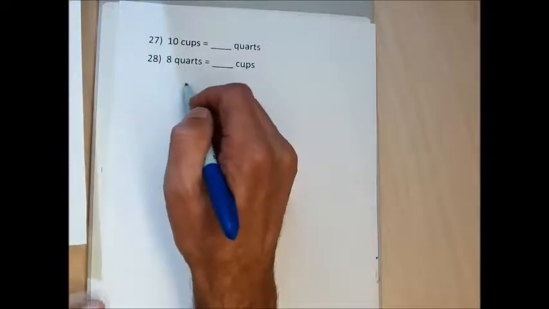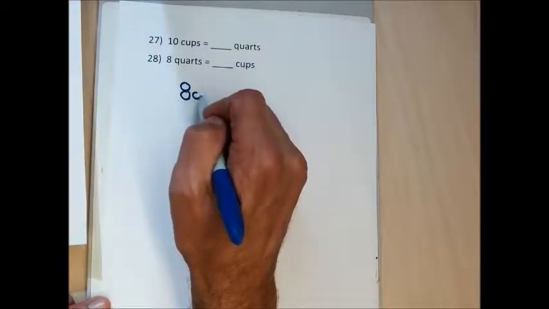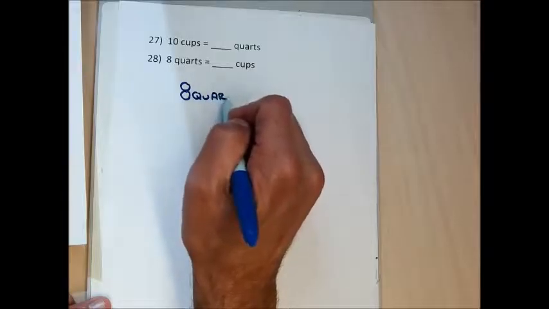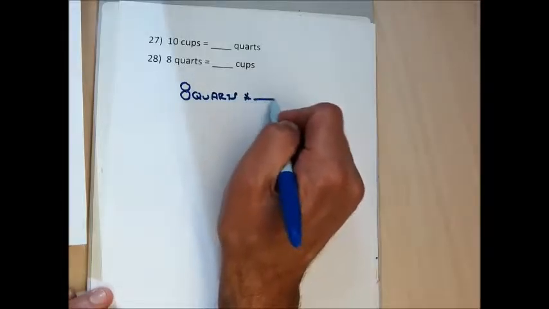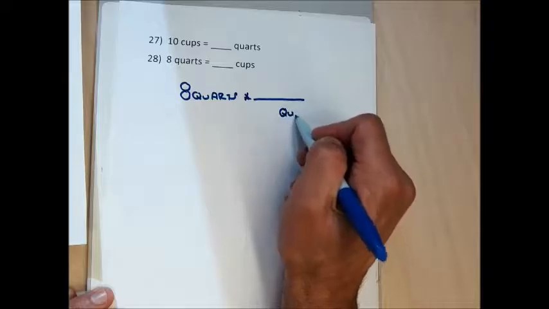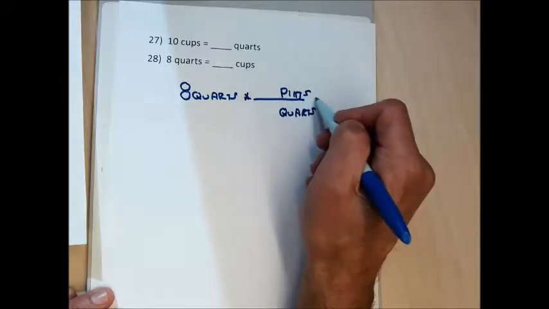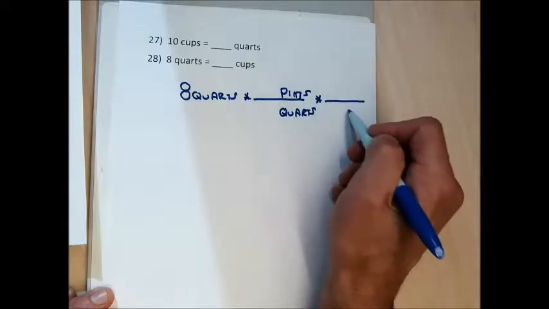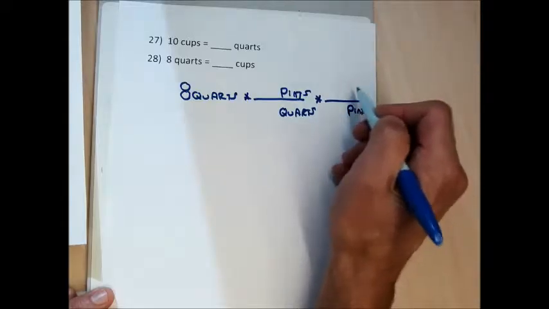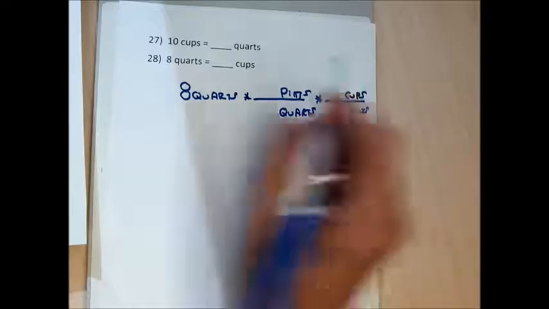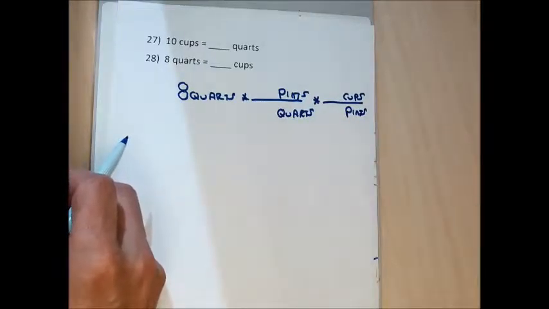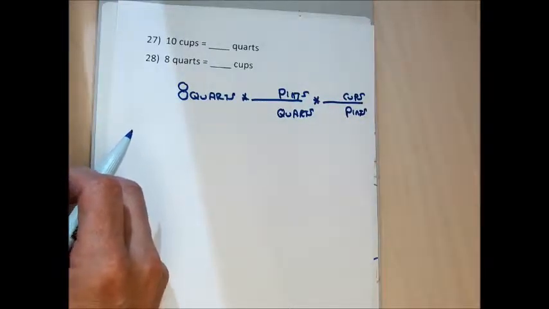For my problem, I'm going to go from quarts to cups, and I'm going to need to do it in 2 steps. First thing I'm going to do is get rid of the quarts and temporarily hold myself in pints. Then I'm going to get rid of the pints and end up with cups. You're going to use the same fractions, maybe in a slightly different order because we're going backwards.